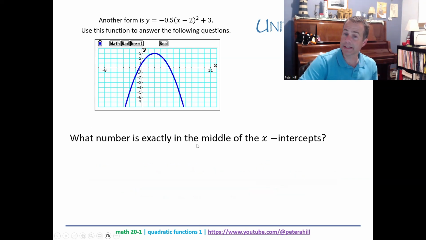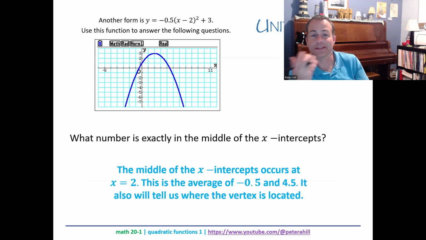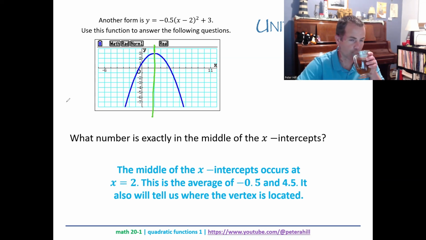Okay, what number is exactly in the middle of the x-intercepts? Again, it would be the average. So I'm going to take that negative 0.5 and that 4.5, add them together. If I added them together, I get 4, and then divide by 2, and I would get 2. So the middle of the x-intercepts occurs at x equals 2. This is the average of negative 0.5 and 4.5. It also tells us where the vertex is located. And if I wanted to show you again, I could write that vertical line right at x equals 2, and that would be my axis of symmetry.